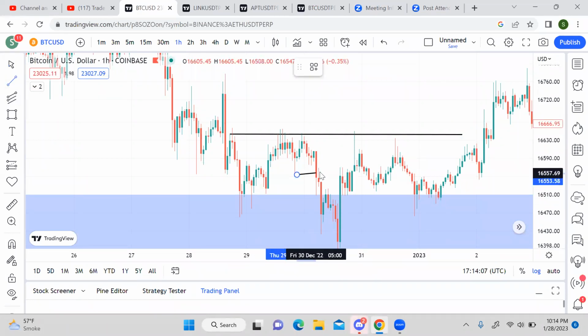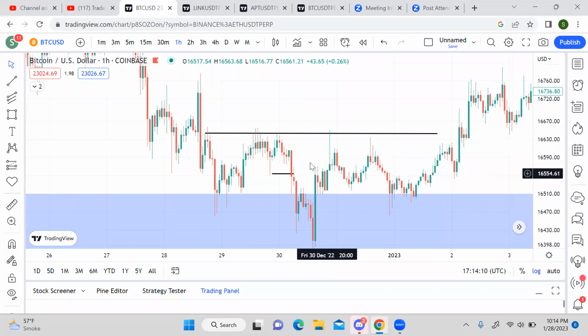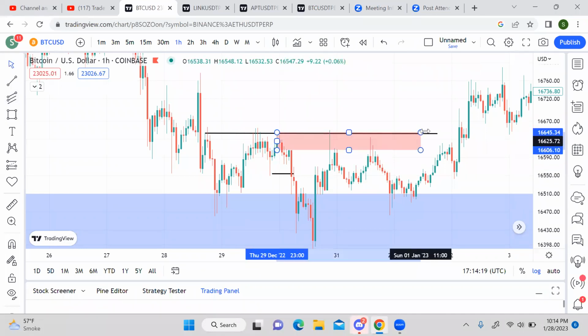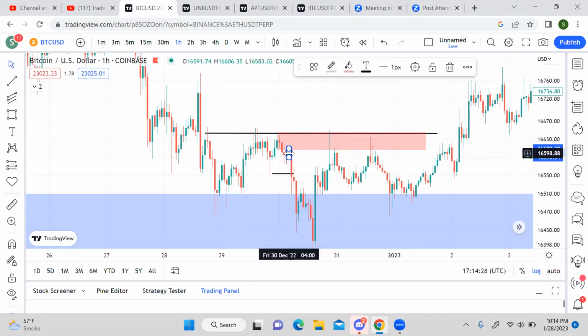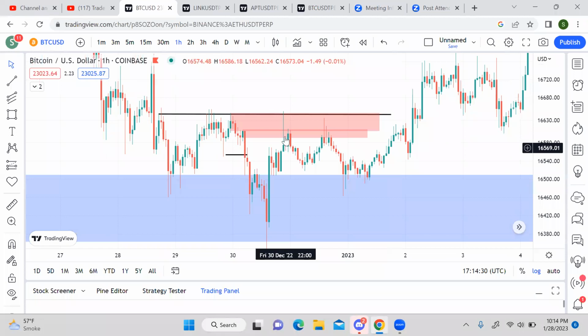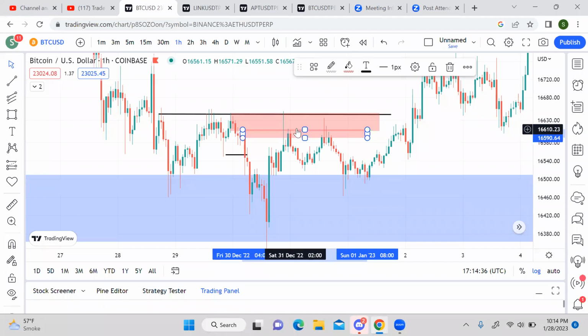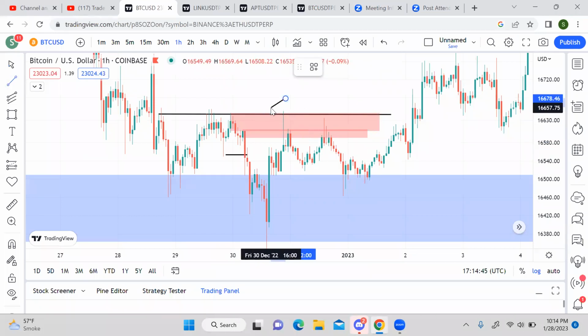Internal structure shifted here. After the shift of internal structure, we have to mark our order blocks. The first order block is this one, because before that drop we have a green candle, filled here, drop. Then we have this one as well, a small order block here. The first order block limit you placed, you missed. For the second order block, you have to place limits here. After the pump here, you have a stop loss position as well. Look at this one, stop loss above this wick.